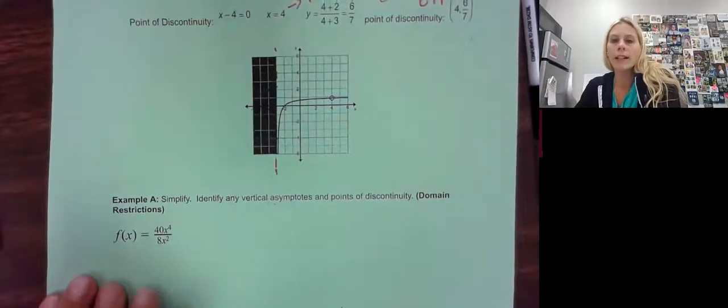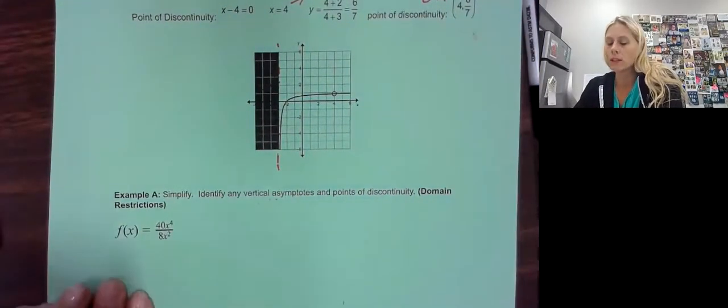Simplify, identify any vertical asymptotes and points of discontinuity.